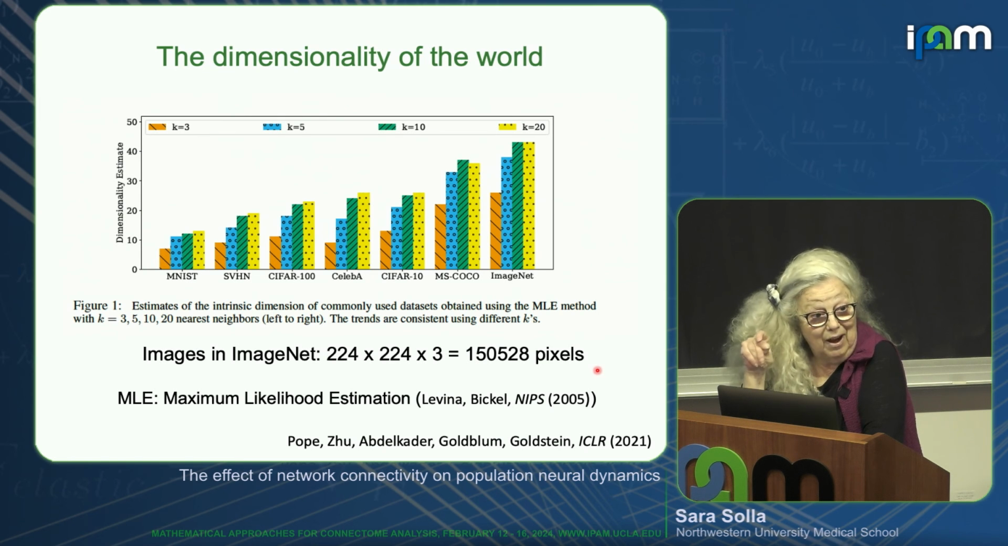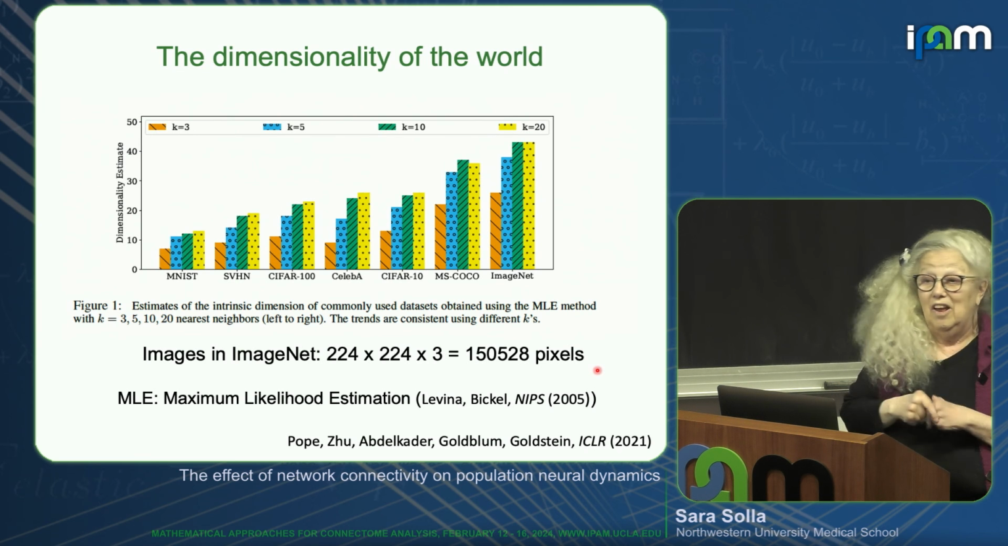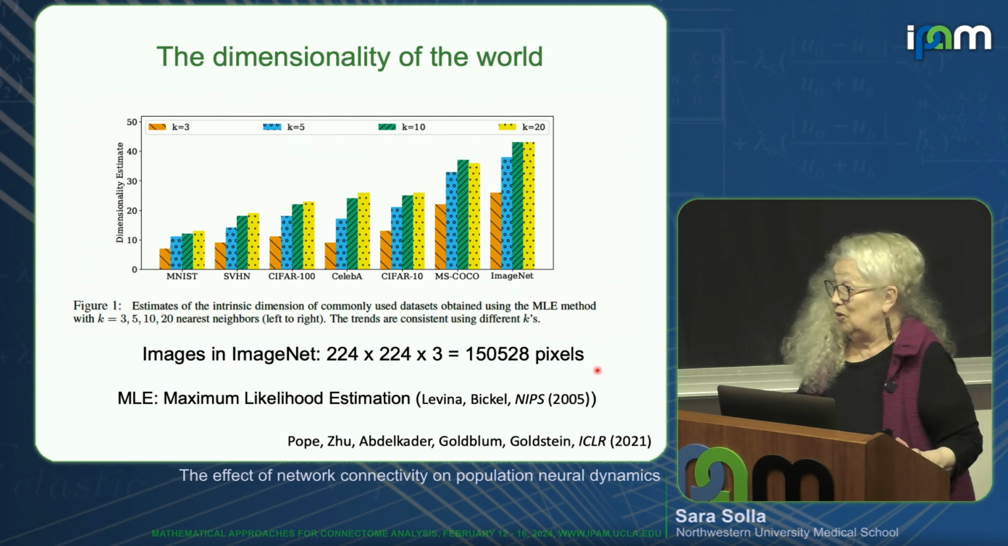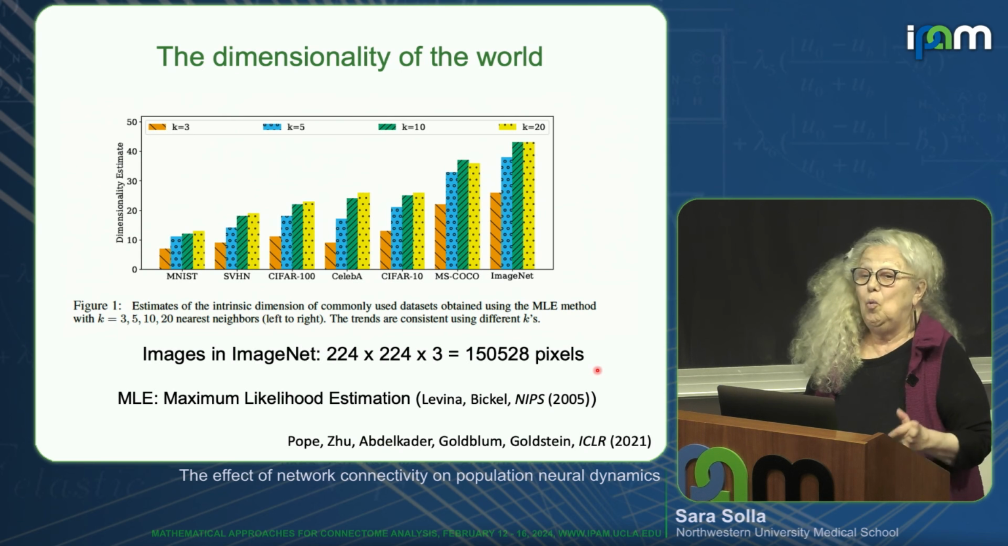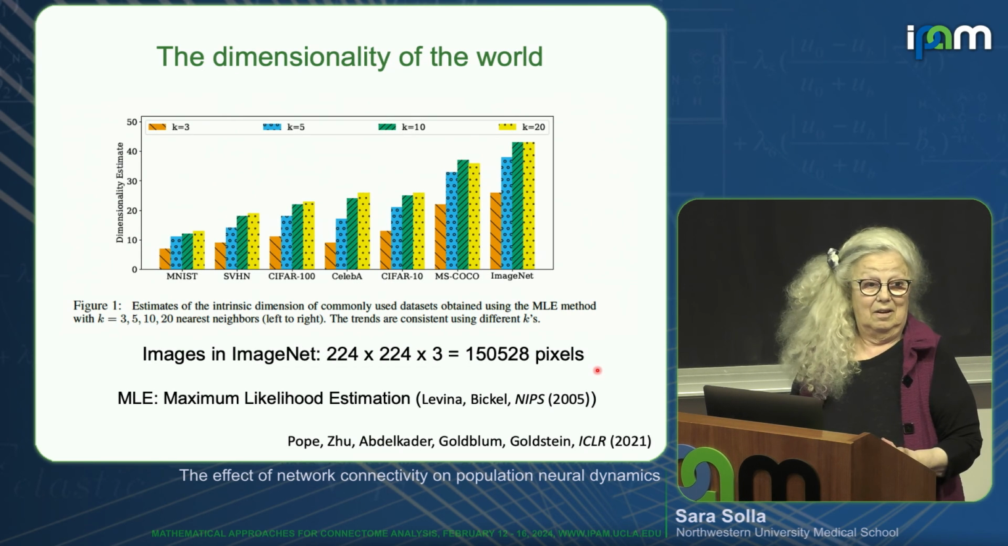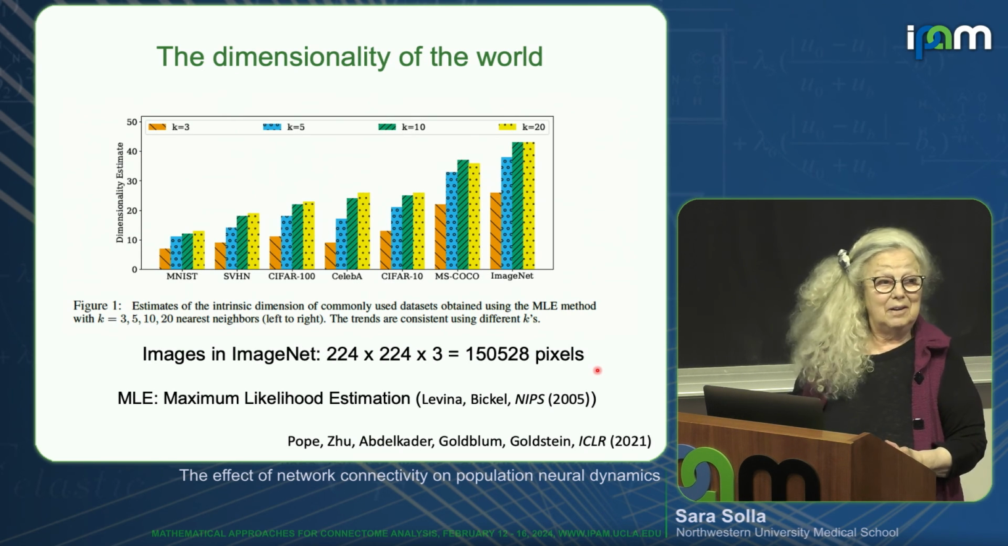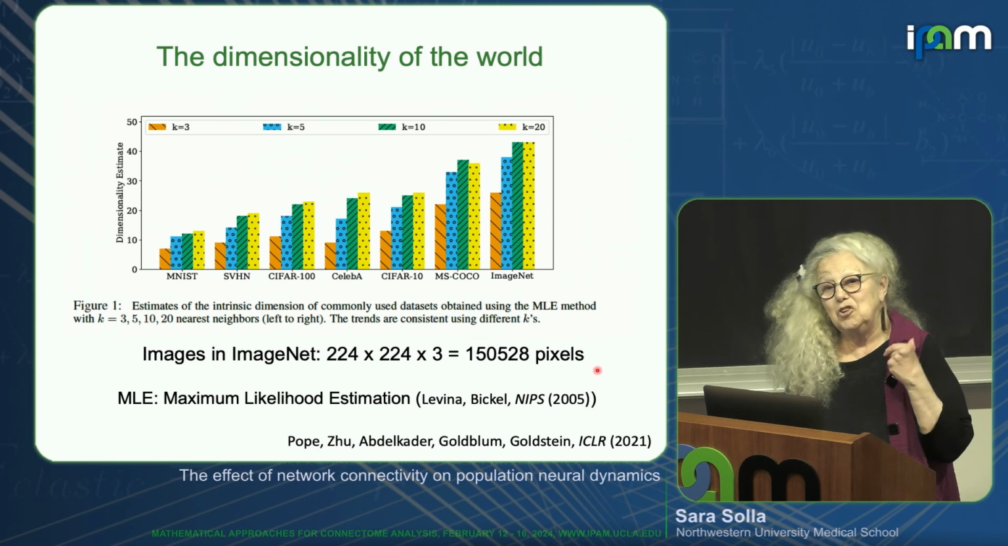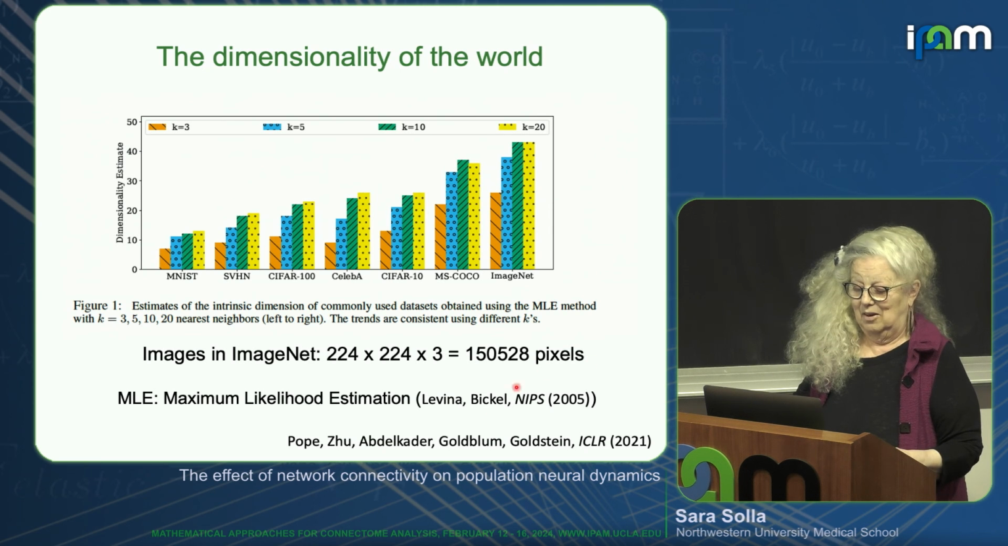Actually, if you pick a point at random, it will look like salt and pepper, colored salt and pepper, because you have 3 colors, but it will look to you like random noise. This is not an image. So where do the images live? They live in a low-dimensional manifold. And what is the dimensionality of that low-dimensional manifold?